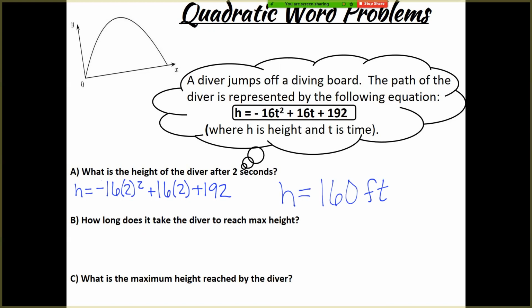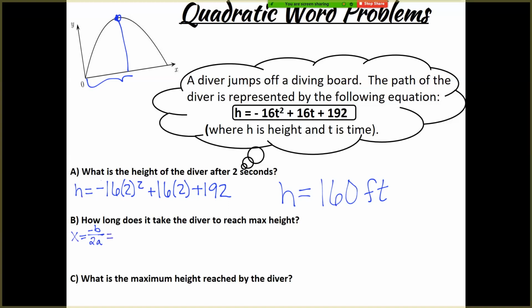Part B says, how long does it take the diver to reach its maximum height? That's asking you for the X value of your vertex. So remember, the X is going to tell you the time, the Y is going to tell you the height. So we're asked to find the X value of the vertex. That's your negative B divided by 2A.